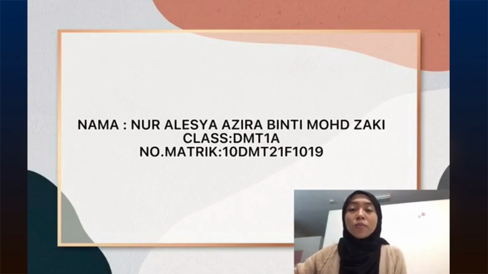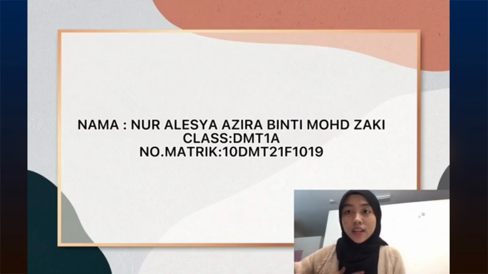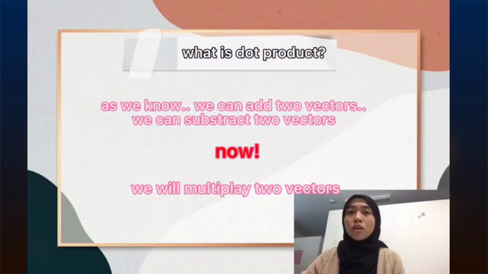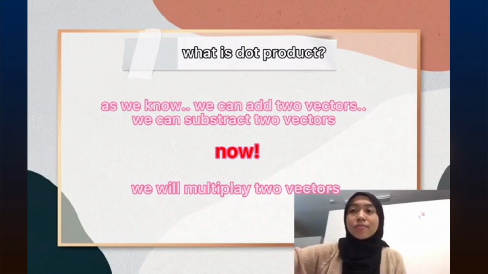Hi, Assalamualaikum. My name is Nur Alisha Azmina binti Muhammad Zaki from DMT1A and my metric number is 10 DMT21F1019. Now I want to discuss the topic about the dot product, which is a scalar product, what the dot product is and how we find the angle between two vectors. As we know, with vectors we can add two vectors and we can subtract two vectors. Now we will multiply two vectors.